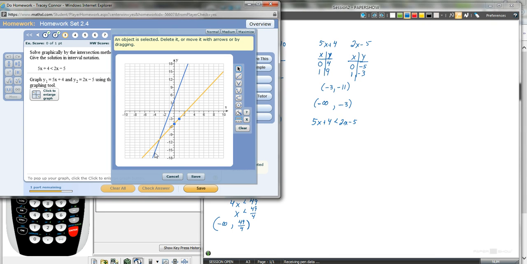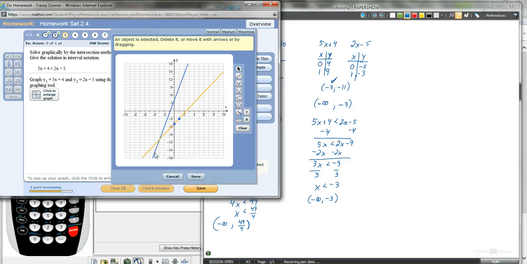So if we solve this, what we would do is subtract 4 from both sides, and then we get 5x is less than 2x minus 9, and then if we subtract 2x from both sides, we get 3x is less than negative 9. We divide by 3, and we get x is less than negative 3, which is what we got right here for x. Okay, and then because x is less than negative 3, our answer is going from negative infinity up to negative 3. So if we do it algebraically, we'll get the same answer.